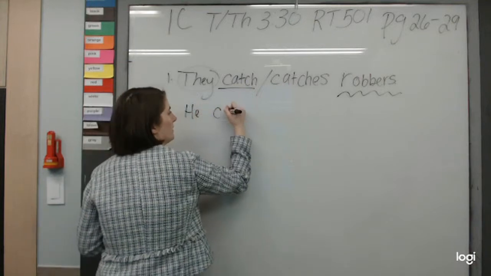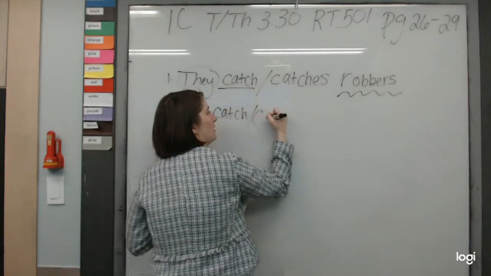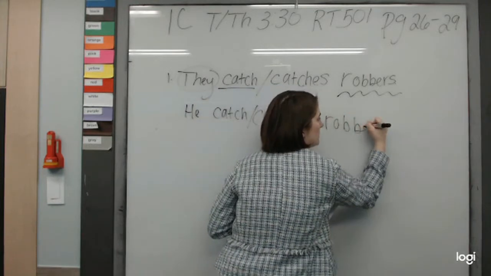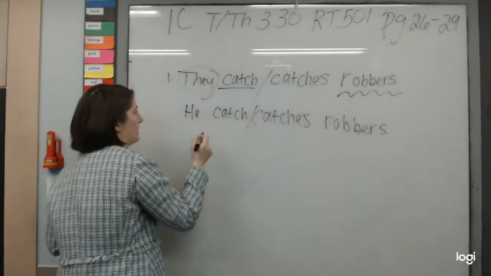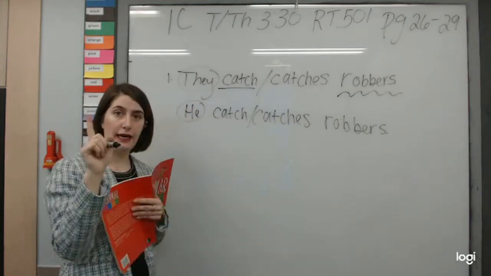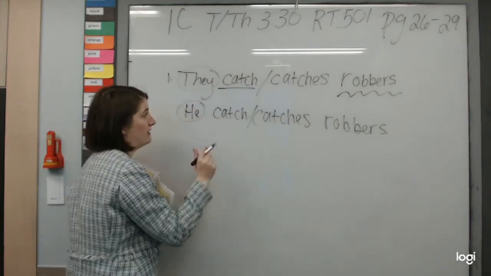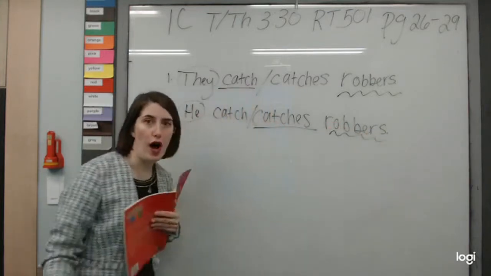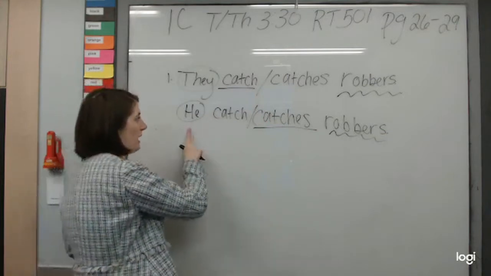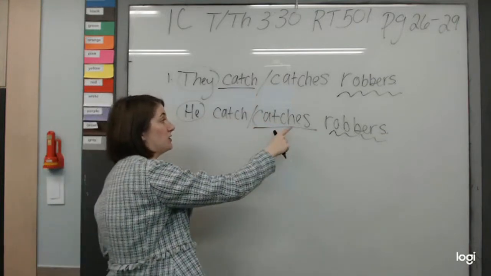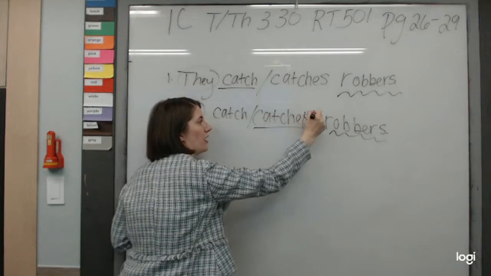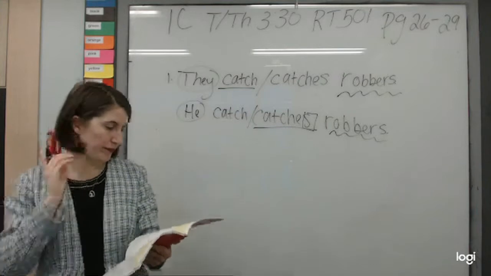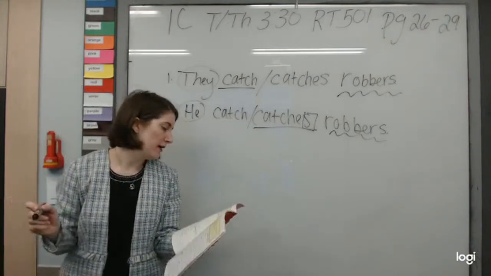Now, if this said he, right? He catch or catches robbers, because it is he being one, it needs to have S. He catches, and who does he catch? Robbers, right? He, one person, catches, because here we have our S, robbers. All right. Let's try number 2 now.